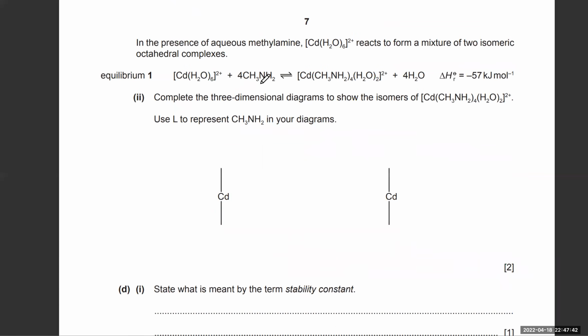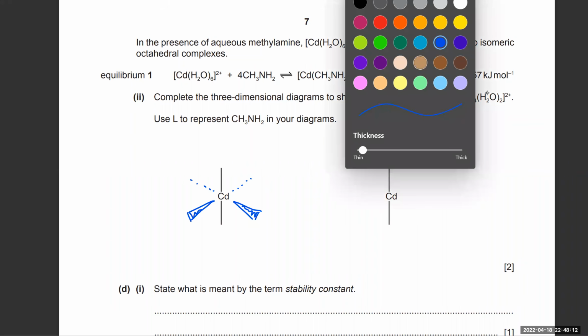You've got this reaction. Complete the three-dimensional diagram to show the isomers of this complex. It's kind of a monodentate ligand. It's 4 CH3NH2s and 2 water molecules. So you're going to draw them, and they're looking for 2 arrangements.